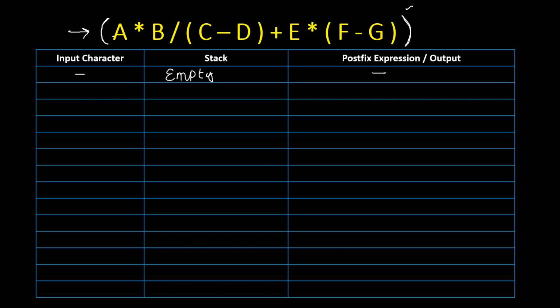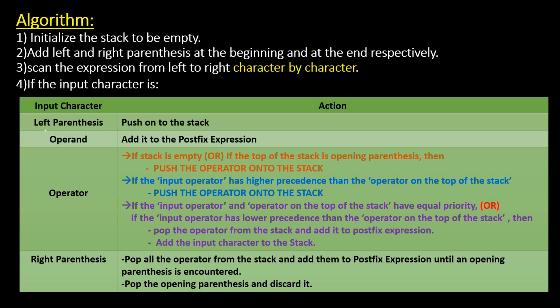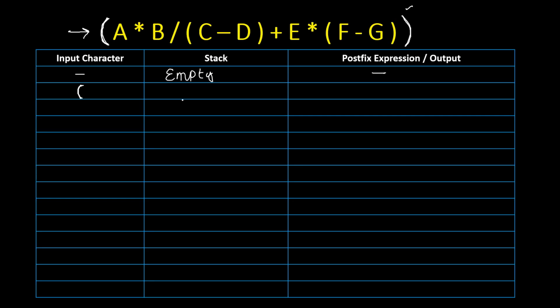Now come back to our expression. What is the first input character? The first input character is left parenthesis. So write this left parenthesis as an input character. See the algorithm what we have to do for the left parenthesis. Whenever we have left parenthesis, just push it on to the stack. So this is the stack, the second column, just push it on to the stack, and here this is empty.